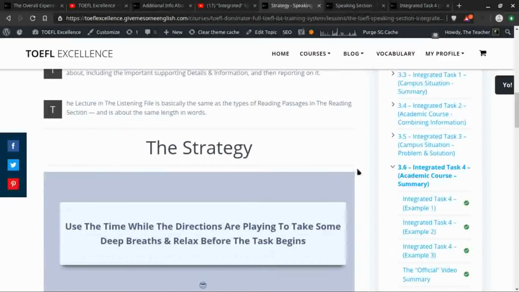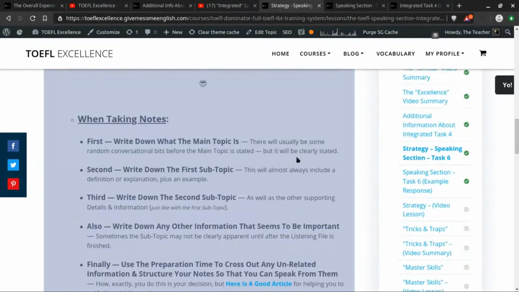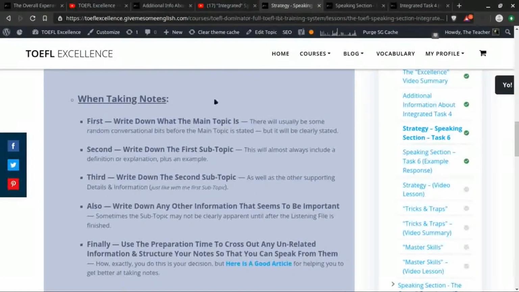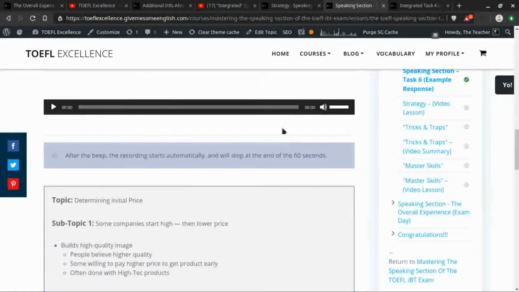So in the strategy for this one, as with the other ones, when you're listening to the directions being spoken to you, since you'll already know what you have to do for this one, you can take this time to just take a few deep breaths and relax. Now, when you're taking notes, you first write down what the main topic or main subject is. That will usually not be the first thing that the person says. Sometimes there'll be some introductory conversation. In the example that we had on this page, they went right into it.